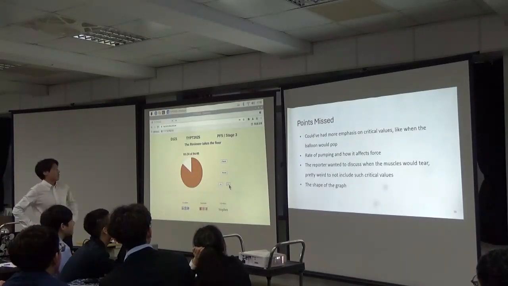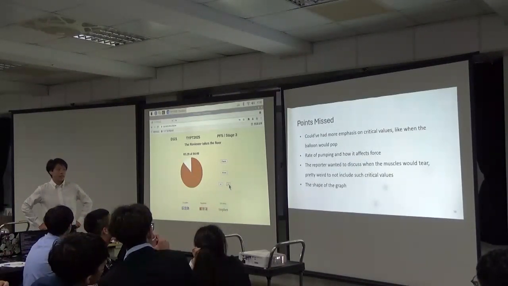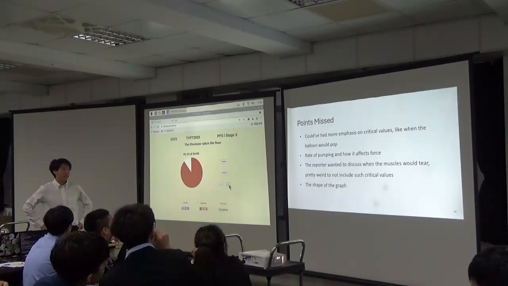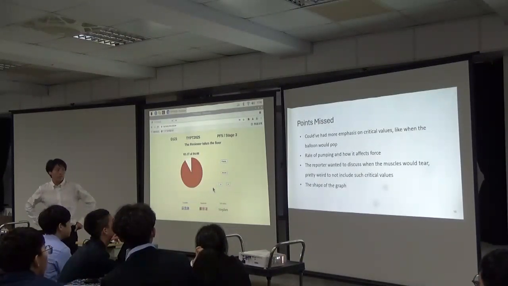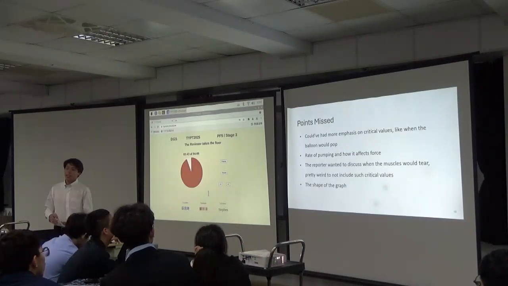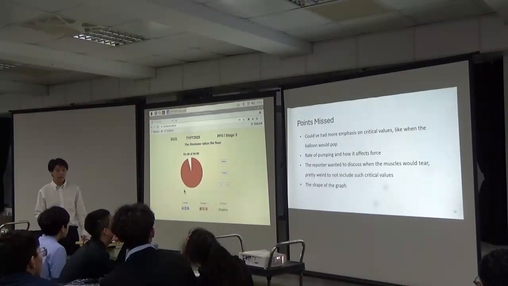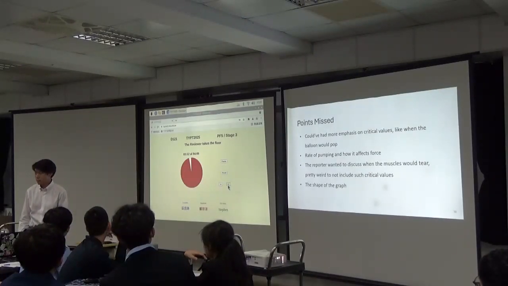And here are the points that they had missed. They could have had more emphasis on critical values, like when the balloon would pop. Since they wanted to replicate when the muscle would tear, I think it's pretty weird to not discuss critical values. And the rate of pumping and how it affects force was not deeply explored here. And overall, they did not explain the shape of the graph and how the trend overall makes sense in the physics context. Thank you.